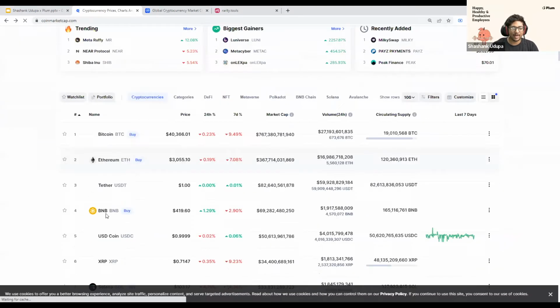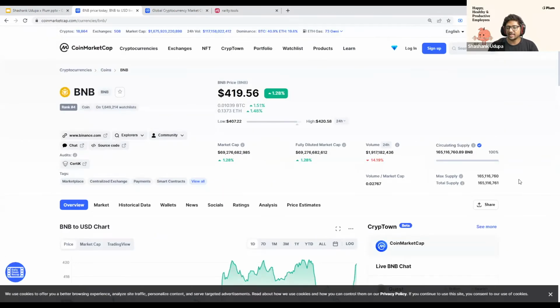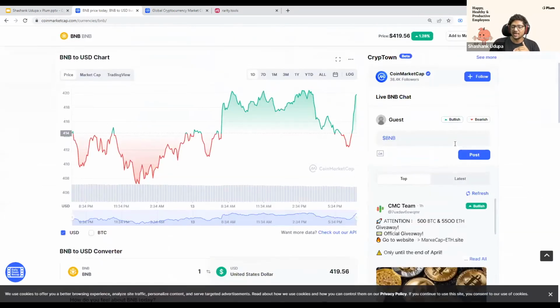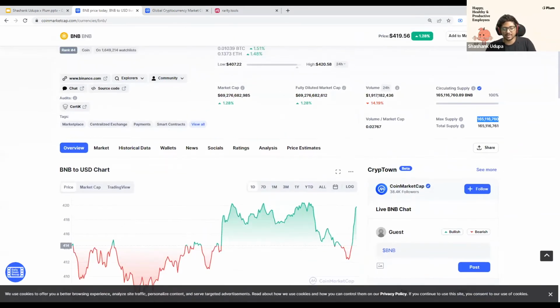Whereas Binance Coin, if you look at it, is a deflationary token. So currently the total number of tokens that are already there is 165 million, but it keeps going down. It was much more before. It keeps burning and going down. So it's very important to understand all of this while you're evaluating this, okay?